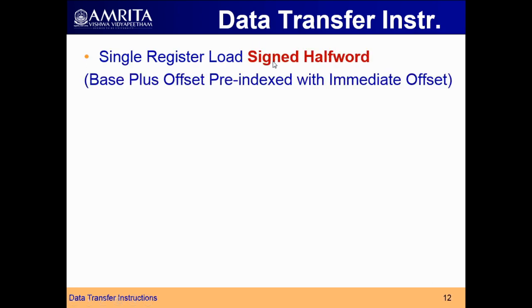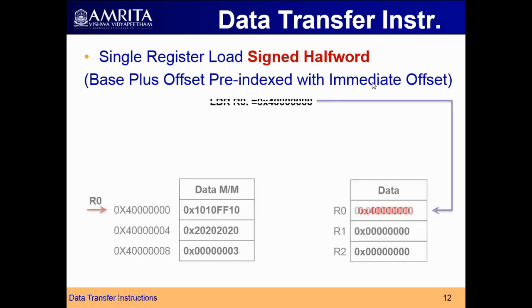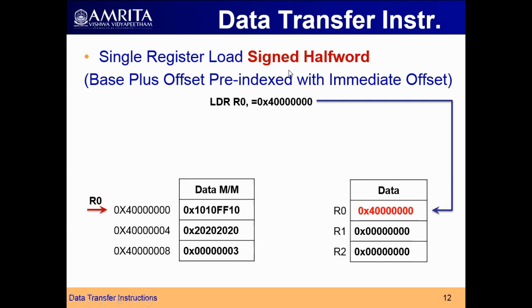Then in the next example, we are going to load a signed half word. Previously we did a simple half word, which means unsigned. But here you are going to move a signed half word. How will you refer to the sign of a number? The MSB represents the sign. If the MSB is 0, it is a positive number. If the MSB is 1, it is a negative number. So here you perform a signed half word operation, written as LDRSH. SH stands for signed half word.